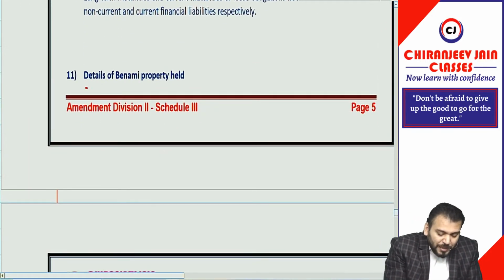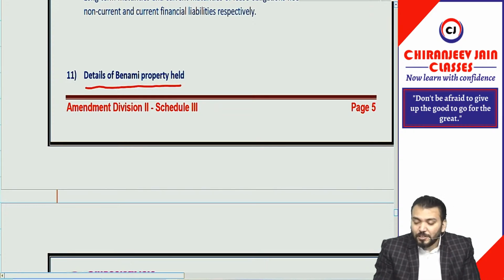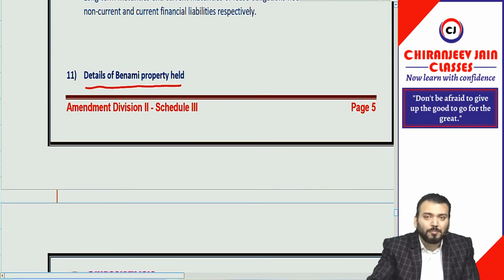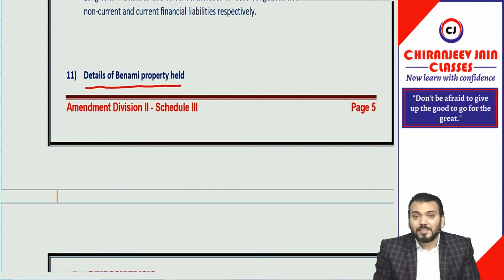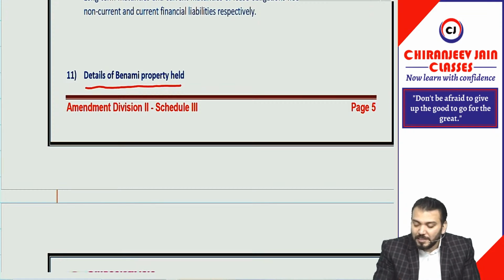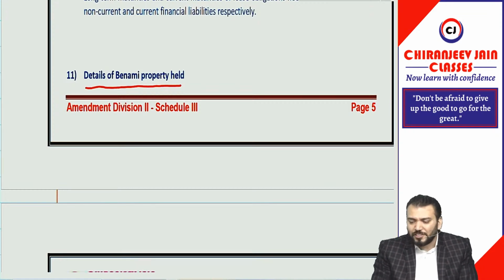Then details of benami property held. What is the meaning of benami property? Do you know about benami property? Without any name. Suppose we purchase any property in the name of another party, not in our name. Normally we purchase some property but not in our name, in the name of another party. Correct? That is known as benami property.